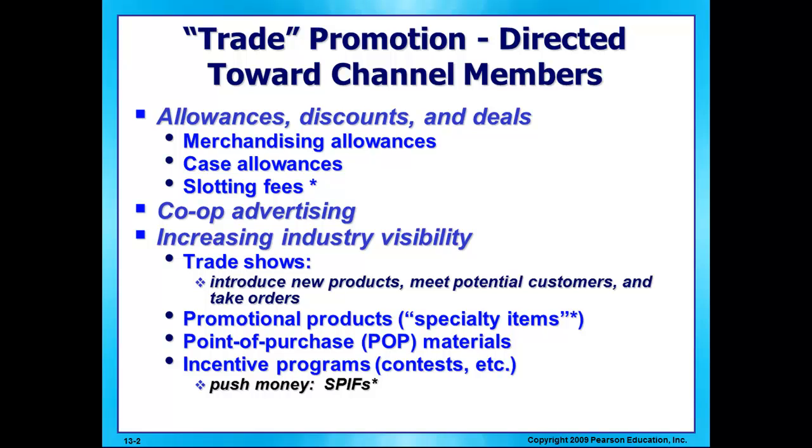For example, we saw the film on slotting fees and how manufacturers pay retailers to gain access to shelf space. Other tools that fall in this category of essentially giving retailers a financial incentive to carry the manufacturer's product include any sort of financial discount. These are called allowances in the distribution channel. Merchandise allowances would be something like buy 10 cases and get 2 free. Case allowances might be buy 10 and get a 10% discount.